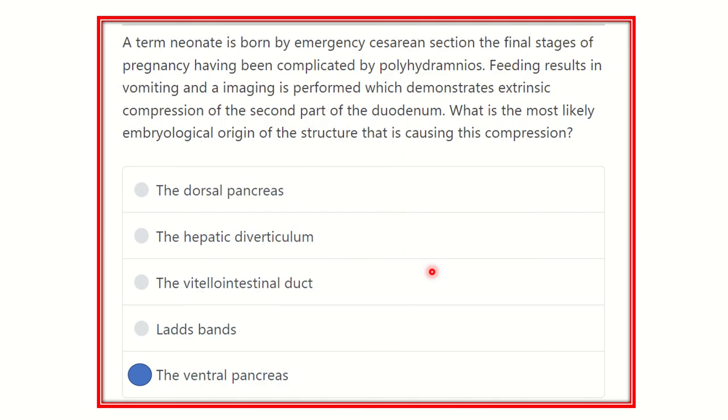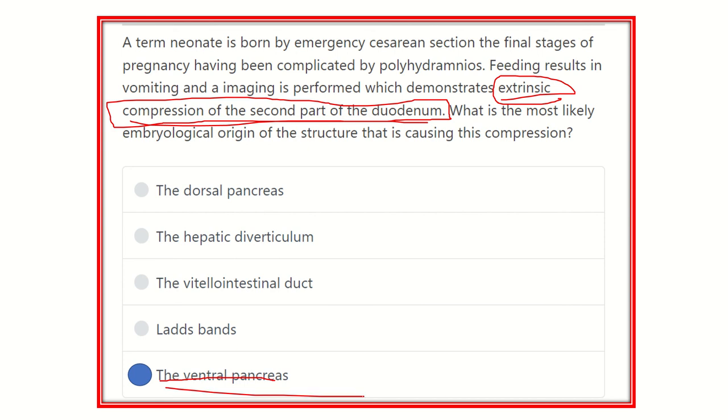So our final answer is the ventral pancreas, because the ventral pancreas rotates in the opposite direction, or malrotation occurs. The ventral pancreatic bud causes compression outside the duodenal wall, outside the second part of the duodenum, and it causes vomiting in individuals. So it is from the ventral pancreas, not the dorsal pancreas. The other option, dorsal pancreas, is not true.